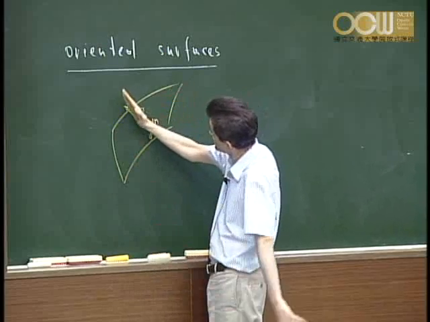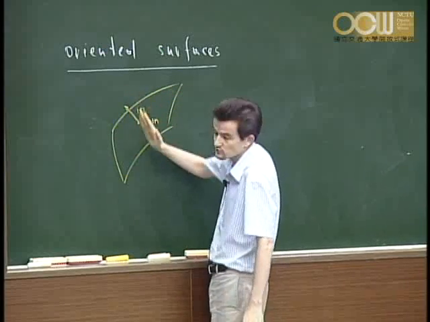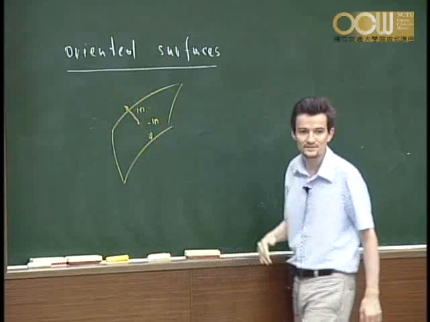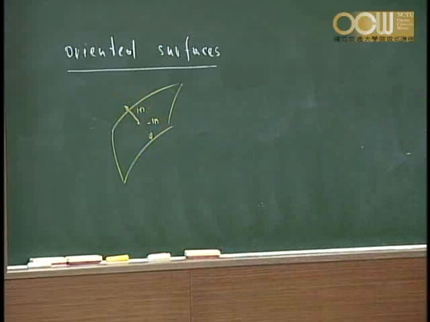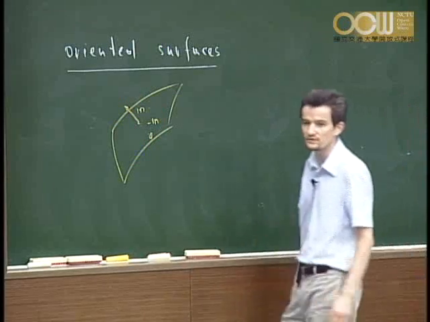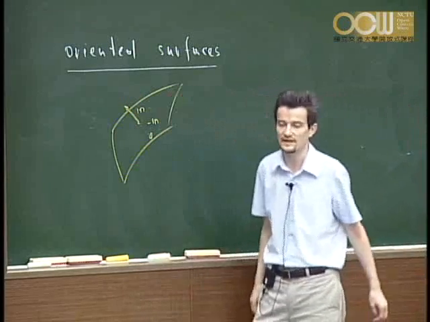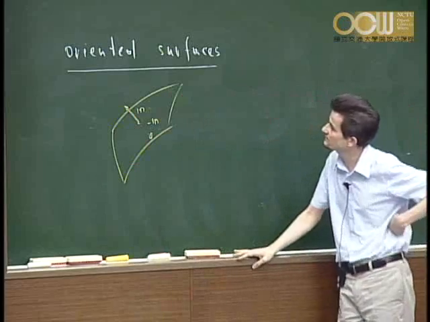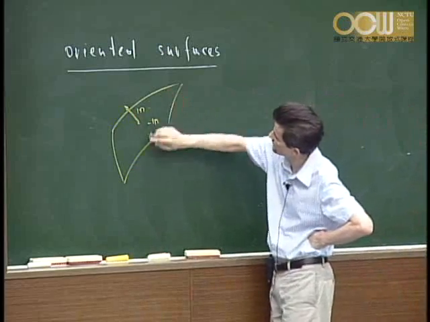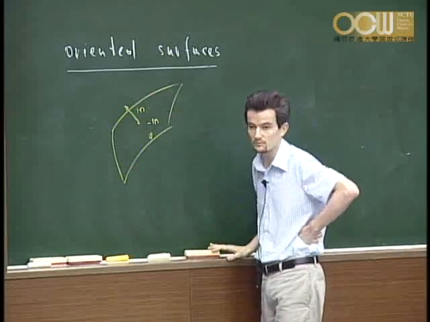For this surface, if you choose this n, you always have to choose this n which points in this direction. You also see that if a surface can be oriented, you always have two different orientations. You get one orientation for this surface by choosing this n here, and another one by choosing minus n.